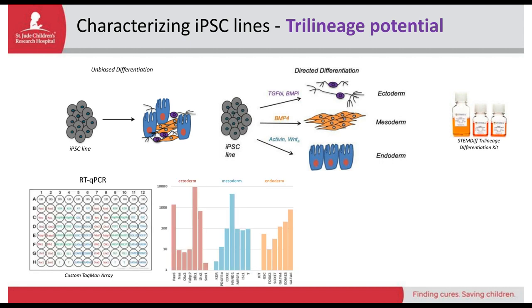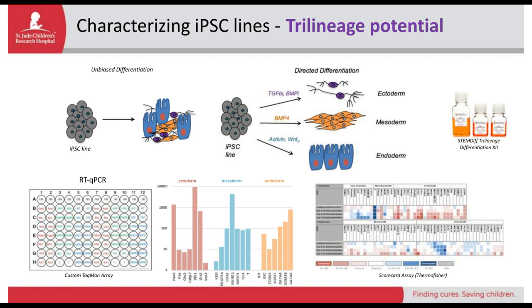Okay, so once you have your culture, these can be analyzed by RT-qPCR for markers of the different lineages. So in our lab, we use a customized TaqMan array where we're looking at the expression of 7 genes for each lineage. But you can also do a deeper analysis, for example, using a scorecard assay, such as this one, which looks at the expression of a lot more markers for each of the lineages.